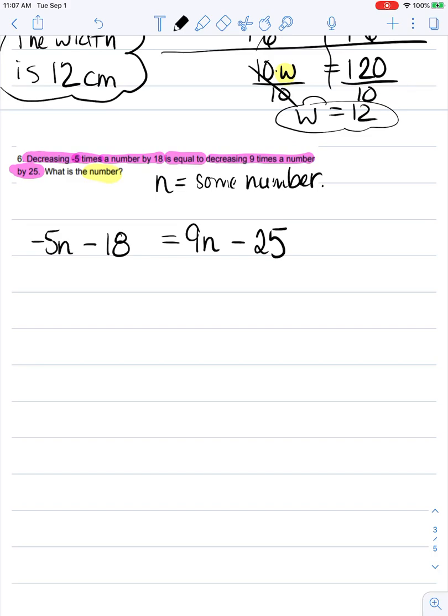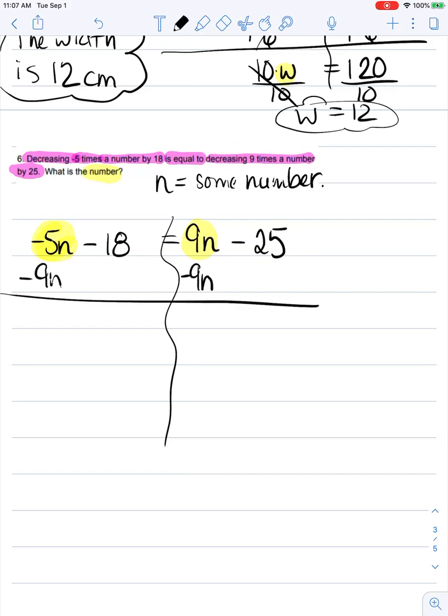So that's our equation. Next, I'm going to solve my equation. I don't see the distributive property. I don't see like terms on the left side or on the right side. So now I'm going to isolate the variable. But I notice I have letters on both sides, so I start with that. To move the 9n over, I'm going to subtract 9n from both sides. So I've got -14n minus 18 equals -25.